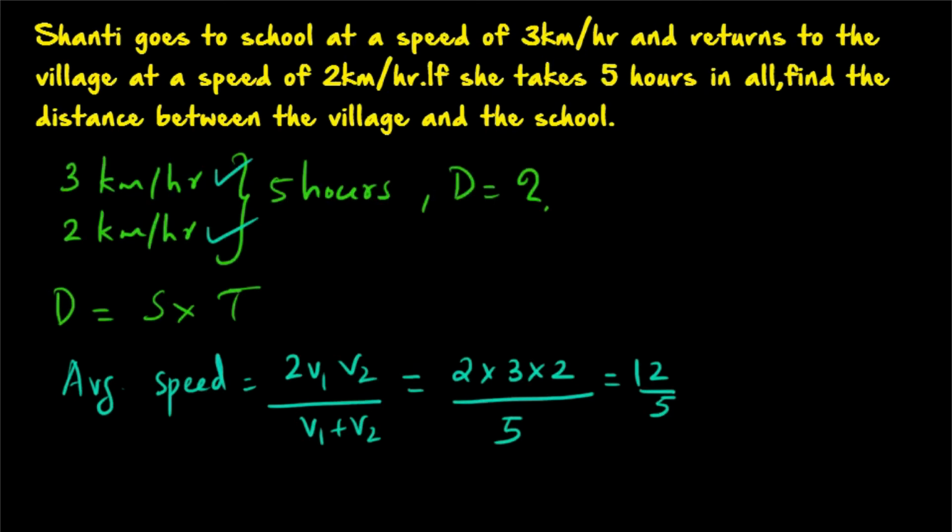Now you can find out the distance. Distance will be equal to time into speed. So here speed will be the average speed. You can easily find out the average speed because the distance covered is same from school to village and from village to school. So distance will be equal to speed 12 by 5 into 5 hours, which will give you 12 kilometers.